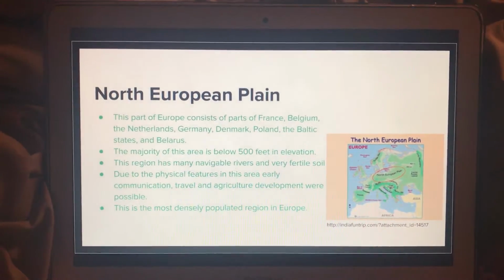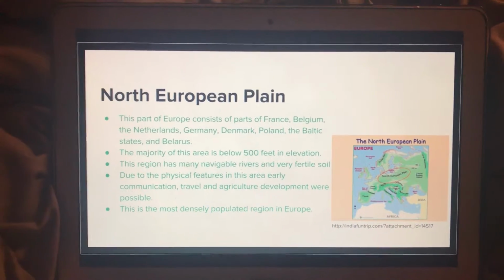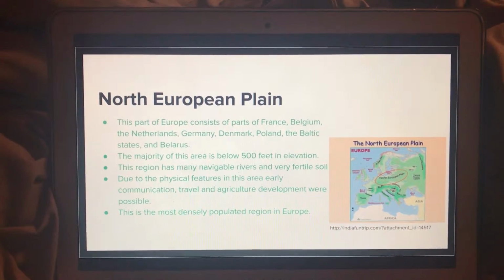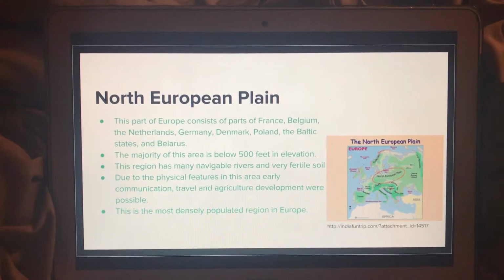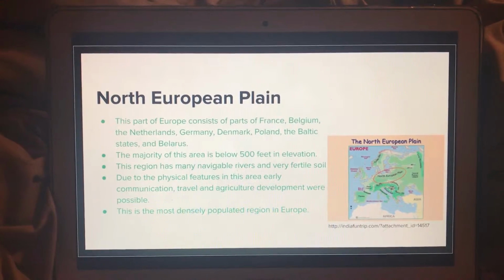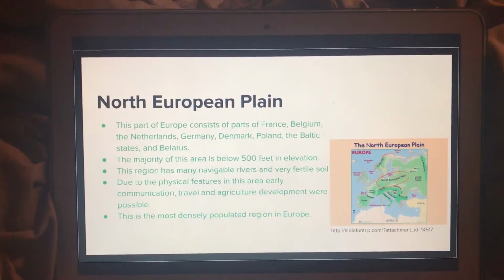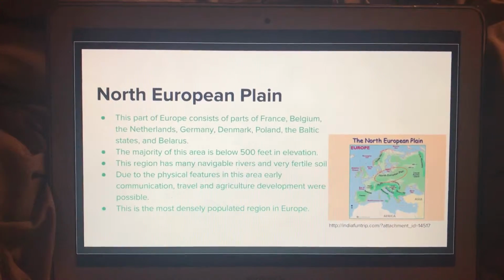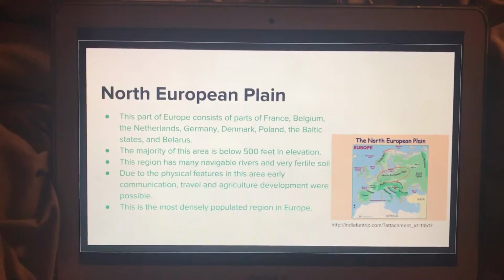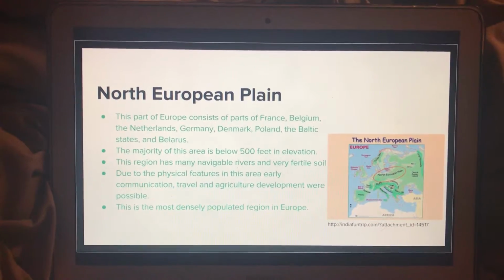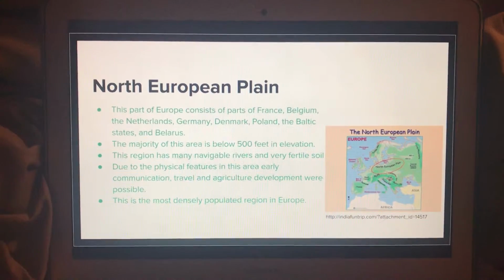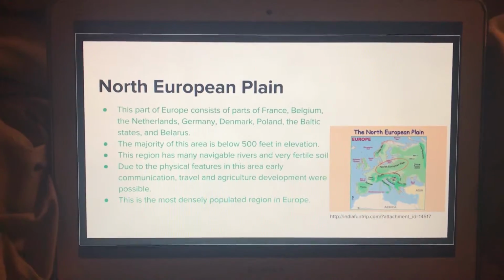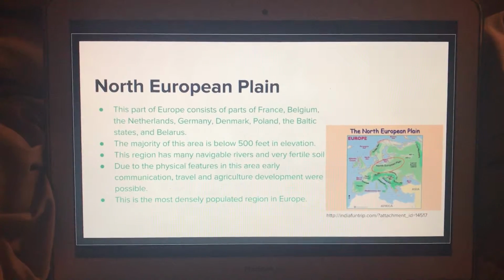The North European Plain. This part of Europe consists of parts of France, Belgium, the Netherlands, Germany, Denmark, Poland, and the Baltic states, and Belarus. The majority of this area is below 500 feet in elevation. This region has many navigable rivers and very fertile soil. Due to the physical features in this area, early communication, travel, and agriculture development were possible. This is the most densely populated region in Europe.